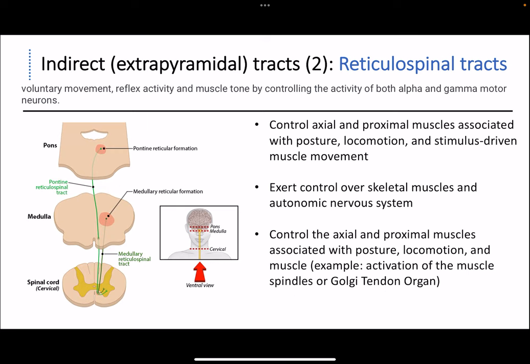Okay. Now, the last one that we'll talk about here with the indirect or extrapyramidal tracts is something called the reticulospinal tract. So the reticulospinal tract is largely going to involve involuntarily controlling muscles, again, with posture and equilibrium and balance. And again, these are involuntarily controlled because these are part of our indirect or extrapyramidal pathway, right? So they also have some control over parts of the autonomic nervous system. But largely here, this last point, axial and proximal muscles, posture, locomotion, and muscle tone, all right?